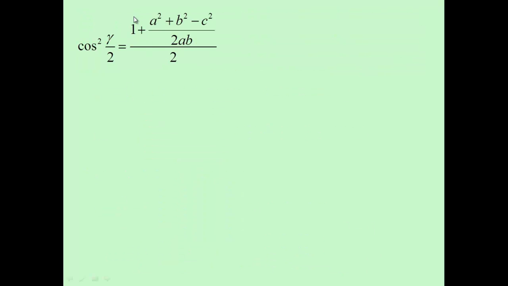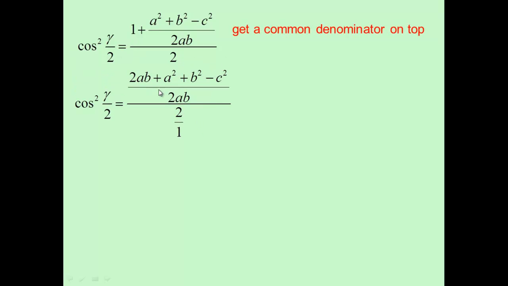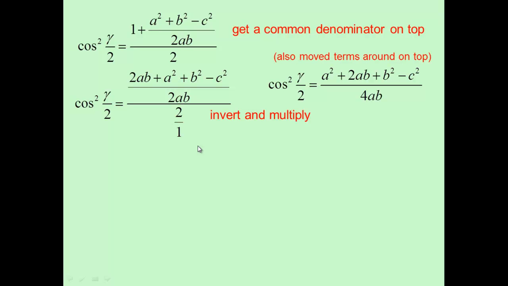I'm going to get a common denominator in the numerator, so I'm going to multiply 1 by 2ab over 2ab, combine that as one fraction, multiply by the reciprocal of the denominator, which would give me this. If you look at the first three terms in the numerator, that can be factored as a perfect square binomial, the quantity a plus b squared.